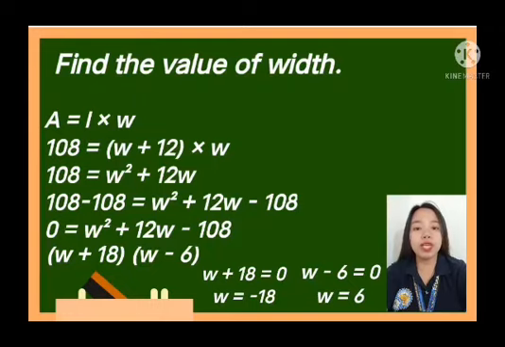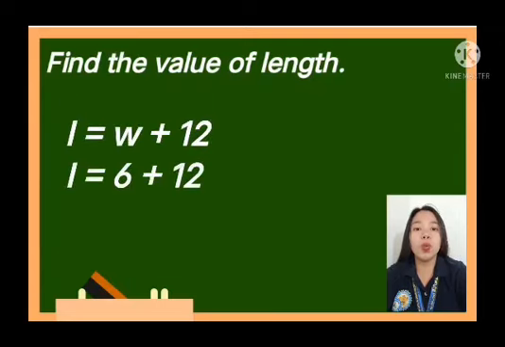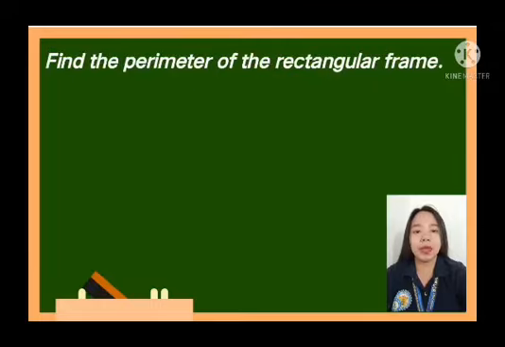Since we're talking about measurements, we'll take the value of W, which is equal to 6, since there is no such measurement that is negative. So our width now is 6 cm. Since we already know the width, let's find the length. L is equal to width plus 12. Length is equal to 6 plus 12, which is equal to 18, so our length is 18 cm.